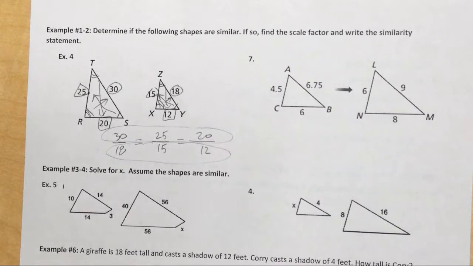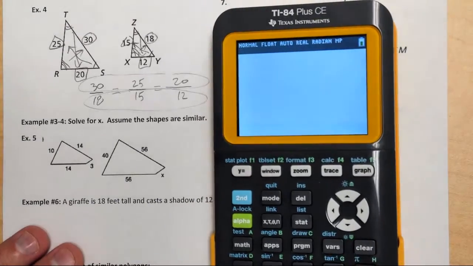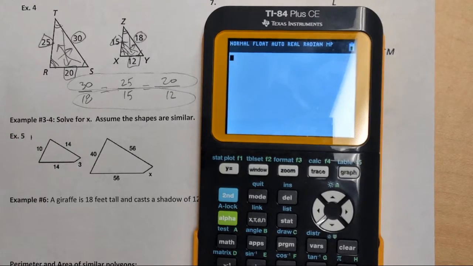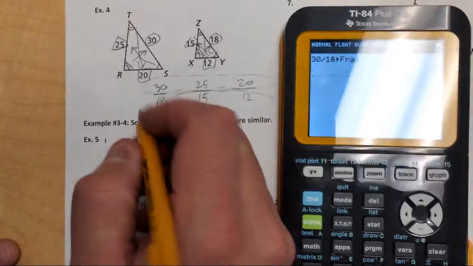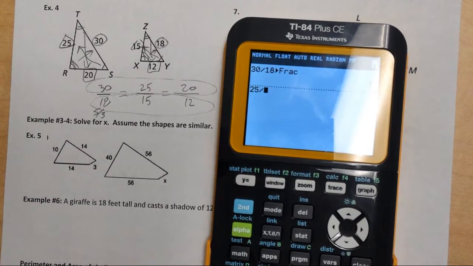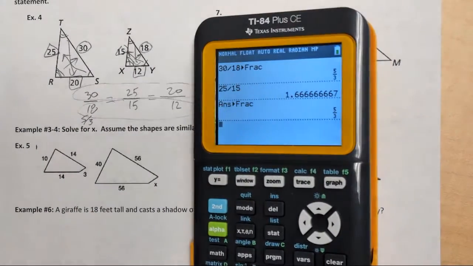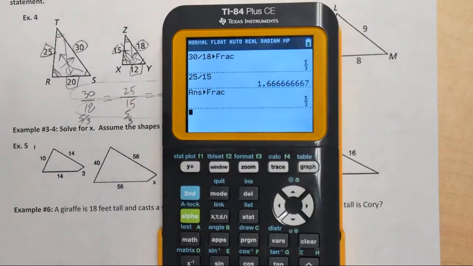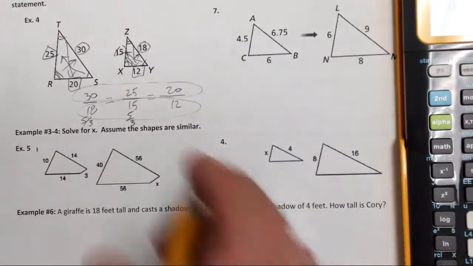And if I reduce these fractions down, if they all equal each other, we know that since all the sides are proportional to each other, we can assume that these shapes are similar. So if I do 30 divided by 18, I hit math, enter, enter. I get 5 over 3, so that reduces down to 5 over 3. If I do 25 divided by 15, I hit math, enter. I get 5 over 3 as well. And if I look at 20 divided by 12 and hit math, enter, I get 5 over 3.